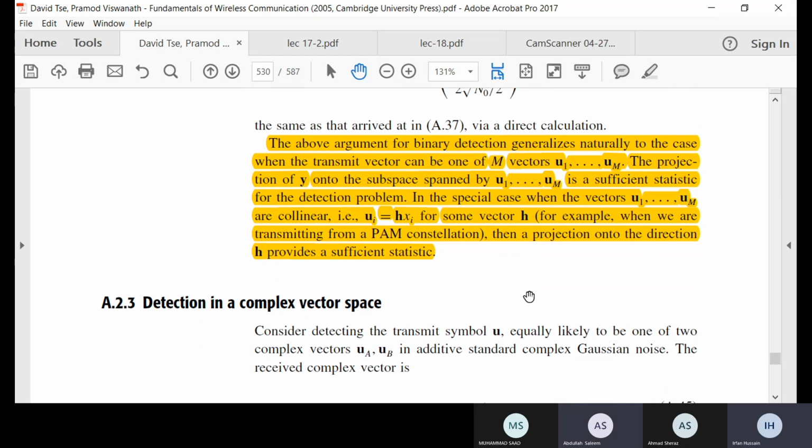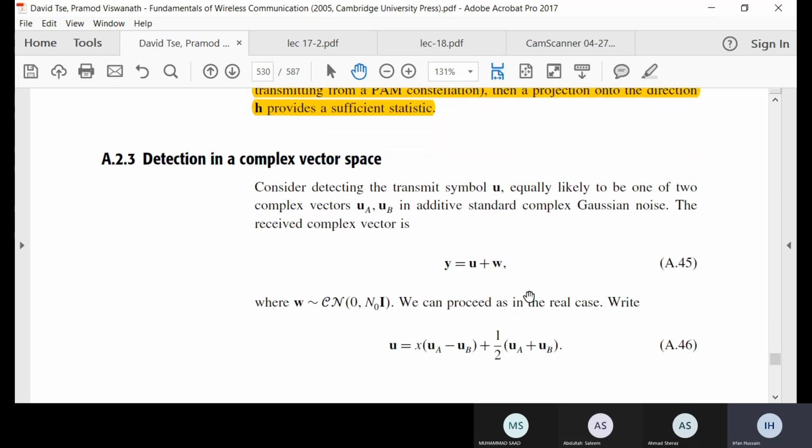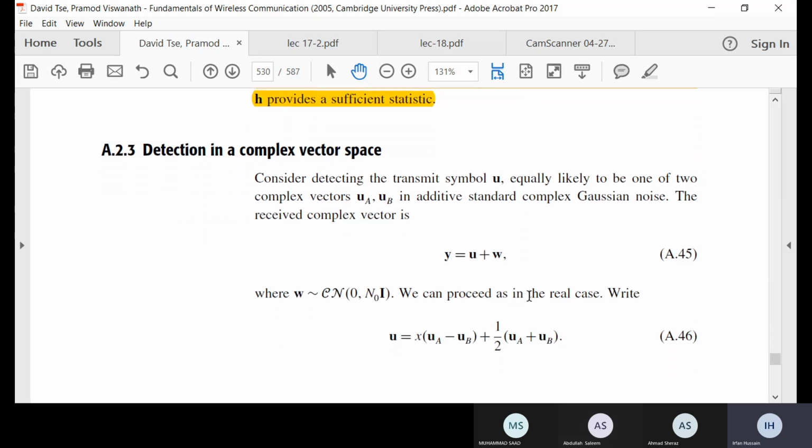Now, one student just asked a question that in the book, the symbol that we receive is definitely H into U, H into UA, UB, or whatever the vector. Yes, you are right. The transmitted signal has to pass through a channel and it will become complex. So what to do for complex? I think we should finish this right here, at this moment.